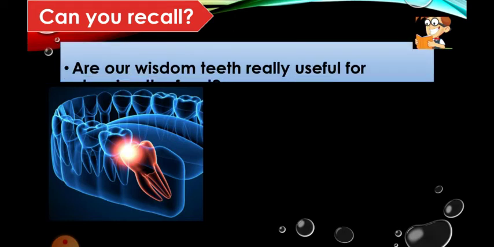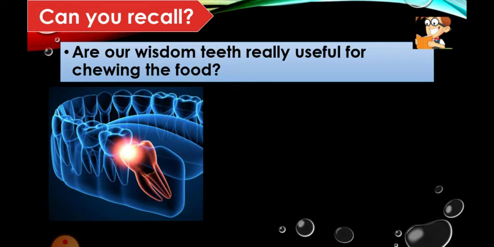Everybody has wisdom teeth, or some of them may get only one in the whole lifetime. Maybe some get two wisdom teeth. Some have extreme conditions, even four wisdom teeth. Some sometimes do not have them at all. Around 5 or 10% of people may not get wisdom teeth. But is there any function of wisdom teeth, or are they really useful for chewing food, especially for human beings? No, my dear students, even wisdom teeth do not have any function in our body.